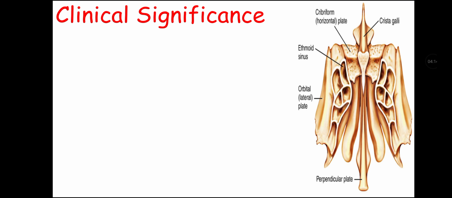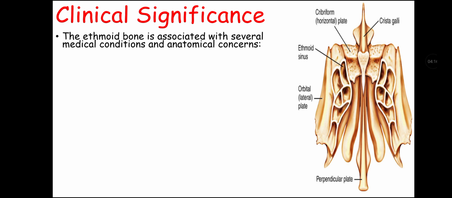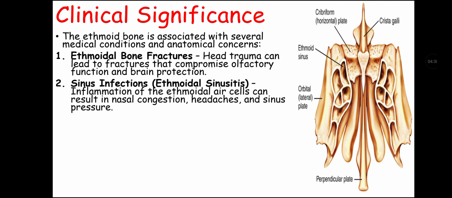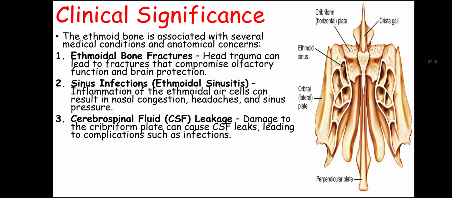Now let's talk about the clinical significance of ethmoid bone. Ethmoid bone is associated with several medical conditions and anatomical concepts. These include ethmoid bone fractures, as head trauma can lead to fracture that compromise olfactory function and brain protection. The second significance is in sinus infection, that is also called ethmoidal sinusitis, because it is an infection of ethmoidal air sinuses. That is inflammation of ethmoidal air cells and can result in nasal congestion, headache, and nasal sinus pressure.